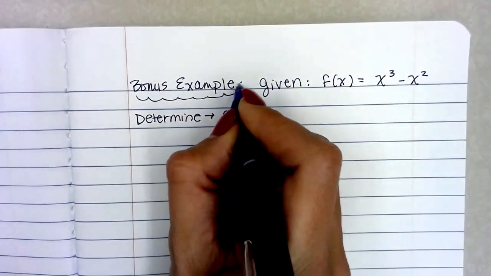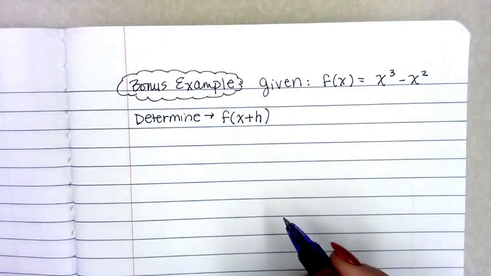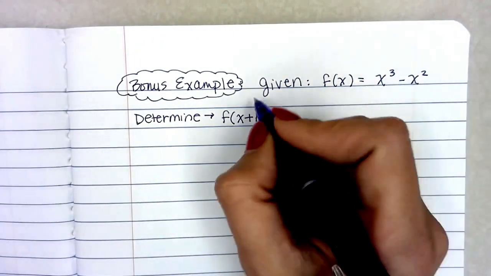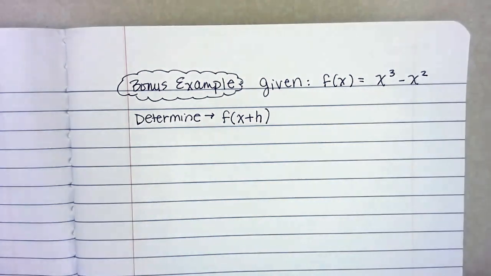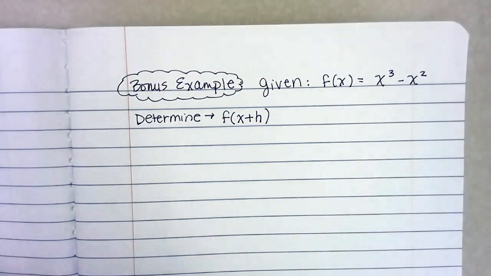Now I'm going to stall for a minute so you can think, so you can write, so you can catch up. But it can't be that easy because it's a bonus example. You're not just going to stick plus h at the end. You really need to think about what we have been talking about.